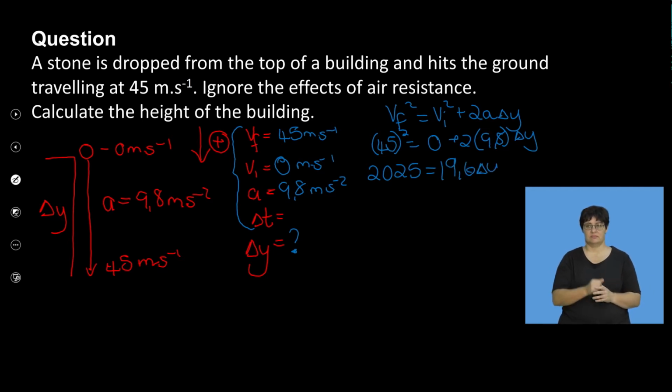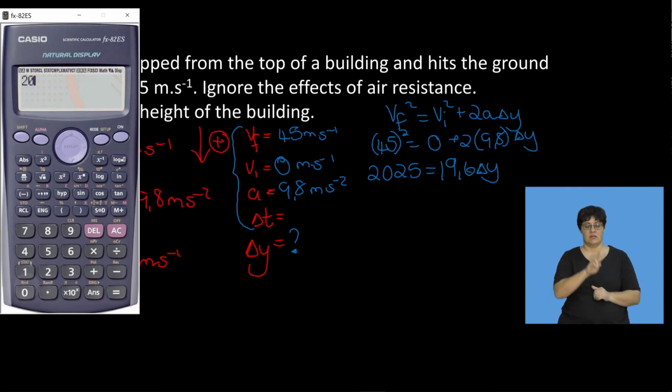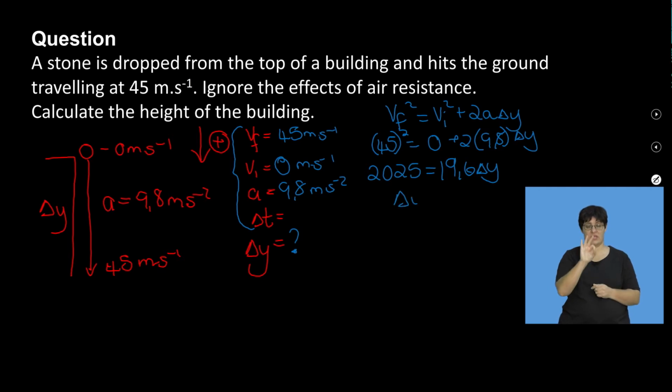I need delta y on its own. So we're going to go 2025 divided by 19.6. And I get 103.32. Remember, we round off to 2 decimal places. It's a final answer. So 103.32 meters.